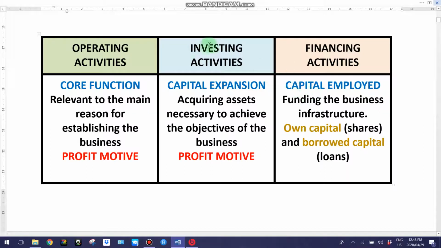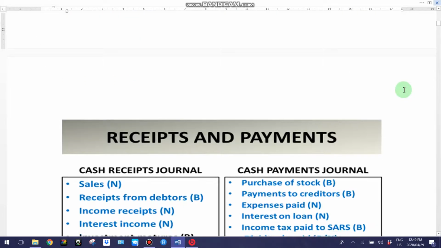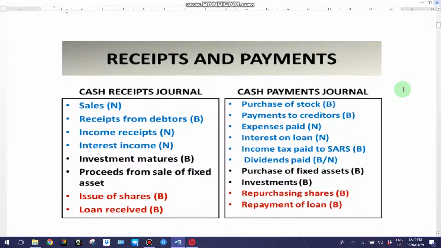So in a nutshell, your cash flow statement will comprise of these three sections. Moving on, let's go back to grade 10 and look at what we did in our CRJ and our CPJ. Now, the cash flow statement, because the emphasis is on cash that comes into the business and how this cash was used, it makes sense to look at the cash receipts, and we know from grade 10 all the money that we received we recorded in the CRJ, the cash receipts journal, and any payments that we made we recorded in the cash payments journal, the CPJ.